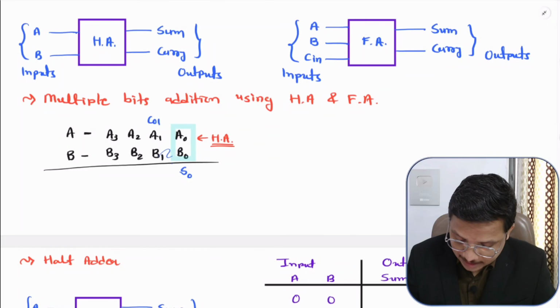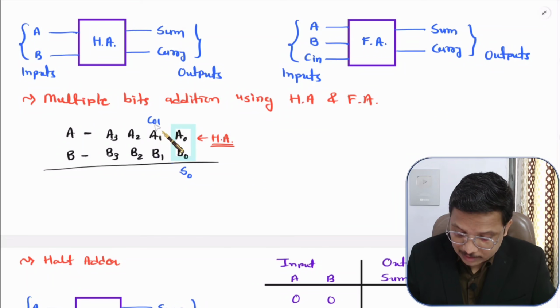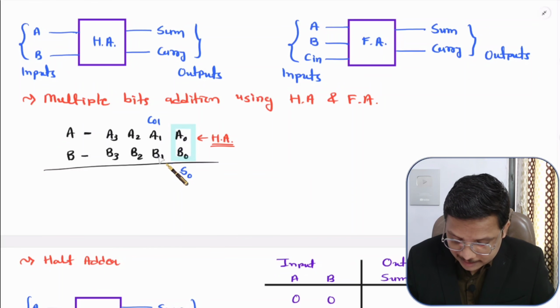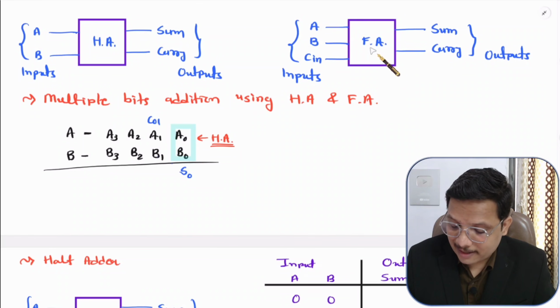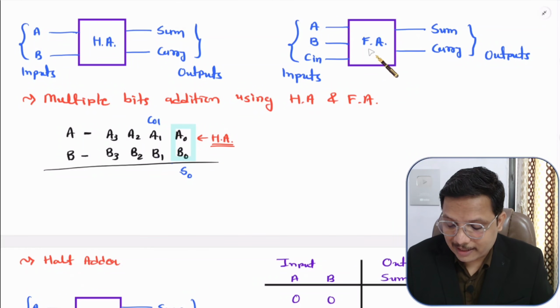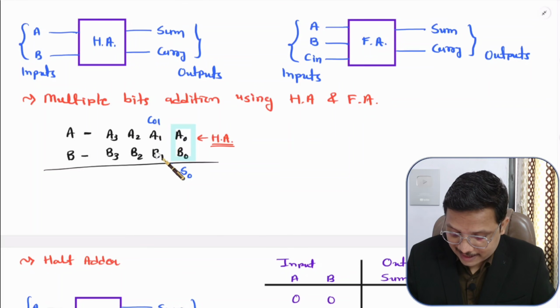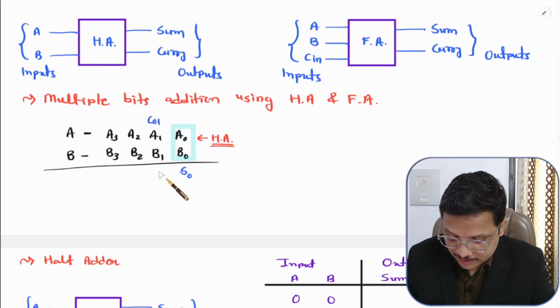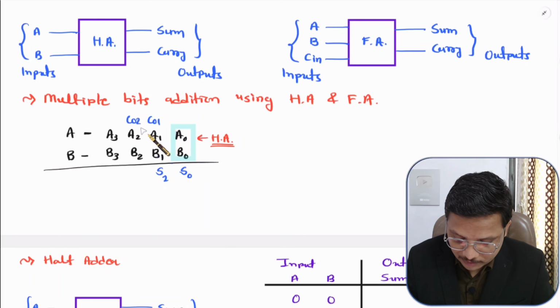Now let me explain how exactly further addition will happen. If you observe, now we need to add A1, B1 and C01. As we want to add these 3 lines, that is an addition similar to full adder addition, in which input lines are 3, A, B and C in. Output will be sum and carry. So in this addition, similar to full adder addition, sum is S1 and carry, let us say, is C02.